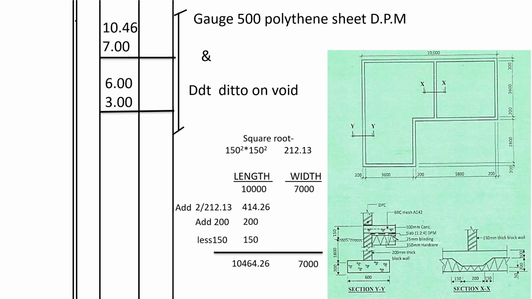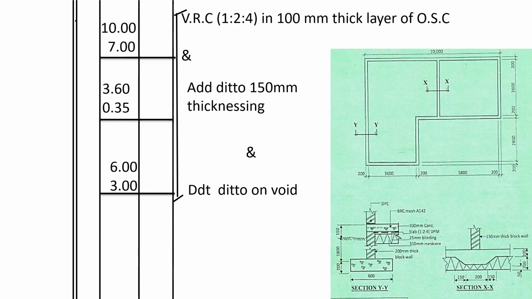The DPM shall be applied on top of the maram blinding, but it shall include the walls. So for the dimensions of the maram blinding, you add 0.4, and also for the wind the same. Then you deduct 6 meters by 3 meters for the void. Okay, so now we shall go to vibrated reinforced concrete for the oversight concrete.